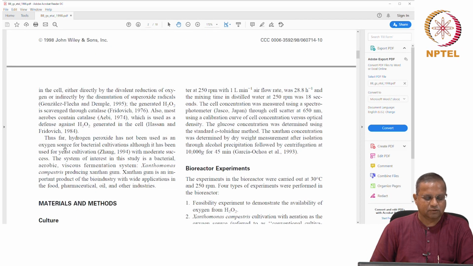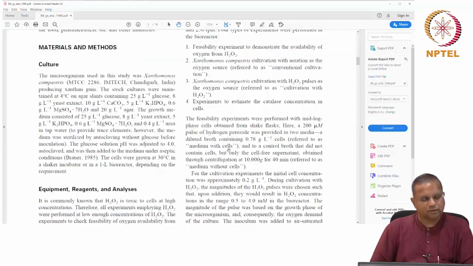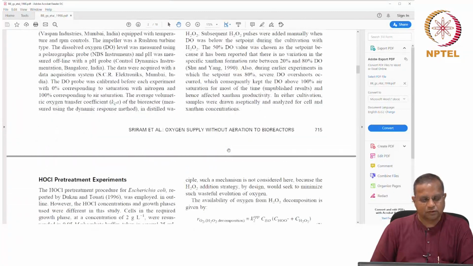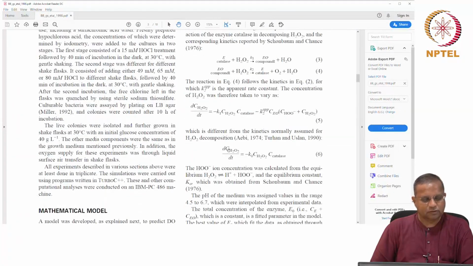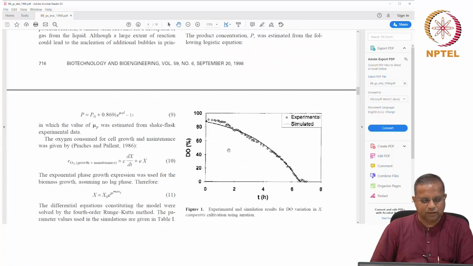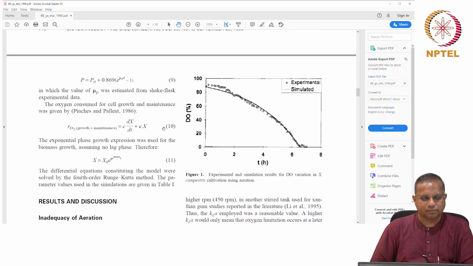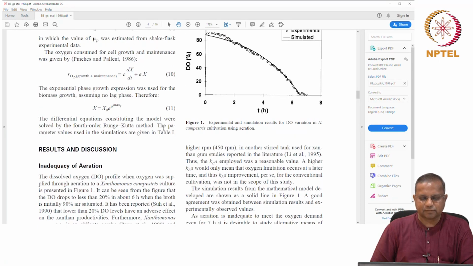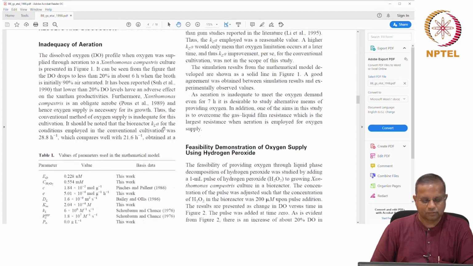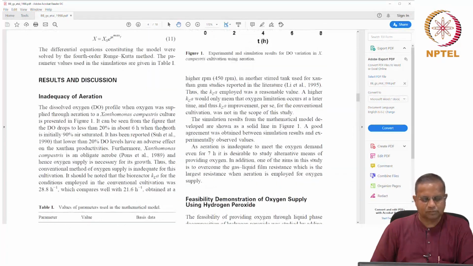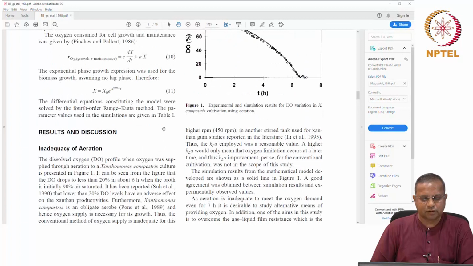Thus far, hydrogen peroxide has not been used as an oxygen source for bacterial cultivation and so on and so forth. And the scope of the paper is given here, followed by some materials and methods, and then some modeling details. Okay. And let's look at some results and discussion here.